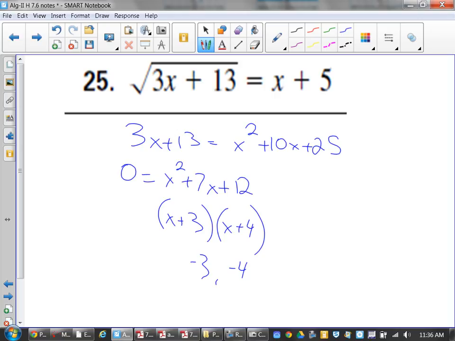Sure. Let's see. 3 times negative 3 is negative 9. Negative 9 and 13 is 4. Square root of 4 is 2. Negative 3 plus 5 is 2. That works. Negative 4 times 3 is negative 12. Negative 12 and 13 is 1. Square root of 1 is 1. Negative 4 plus 5 is 1. They both work.